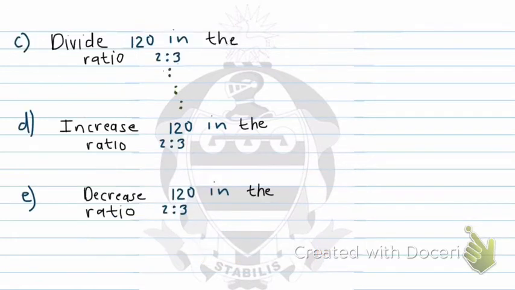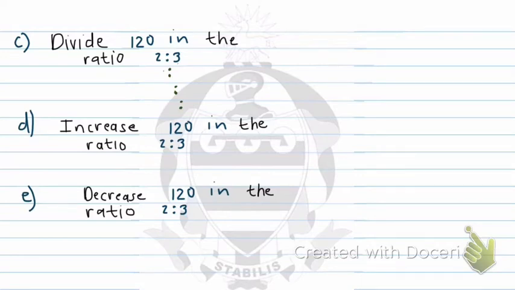All right, boys, I would also like us to look at the following. You also have to be able to divide something in a ratio. You will also have to be able to increase and decrease something in a specific ratio. Now, what is the difference and how do I do this? Okay, so let's look at question C.